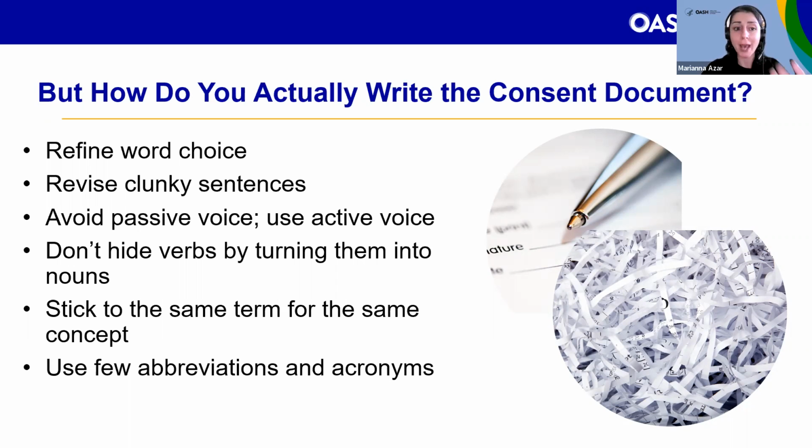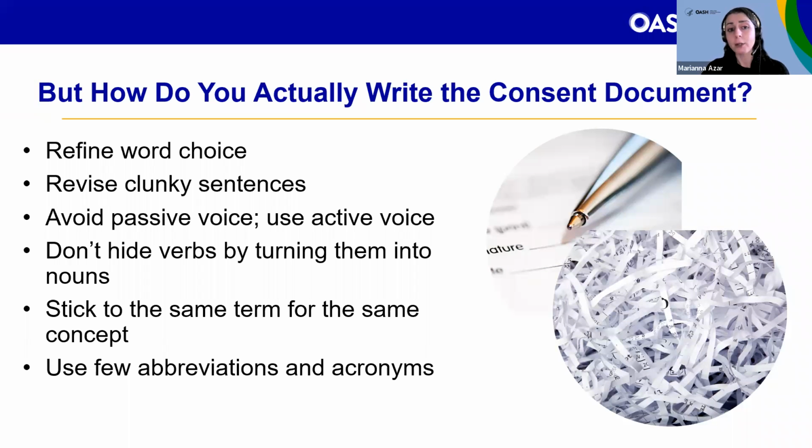So I'll give you an example. In passive voice, you would say, the sample will be collected. In active voice, in contrast, you would say, a study team nurse will collect your sample. Active voice also avoids long-winded sentences that might otherwise confuse the reader. You also need to be careful not to hide verbs by turning them into nouns. So if you need to describe specimen collection, instead of saying the collection of the specimen is critical to the study for people experiencing XYZ, you could instead say the researchers need to collect your blood to study XYZ.